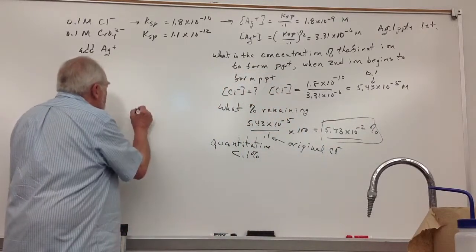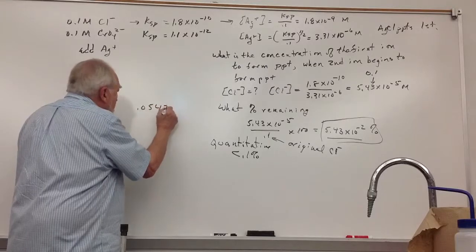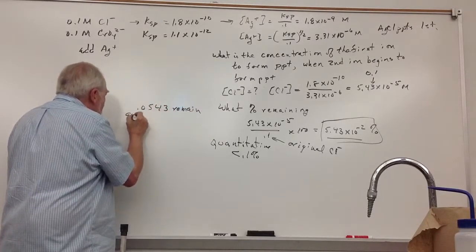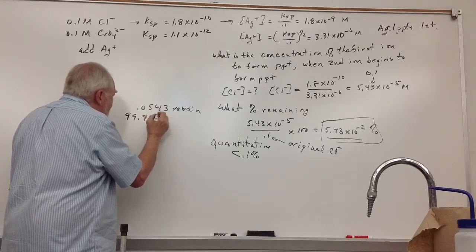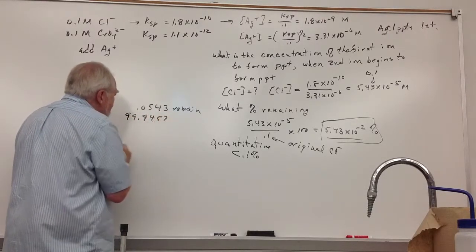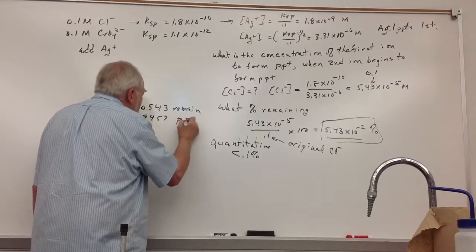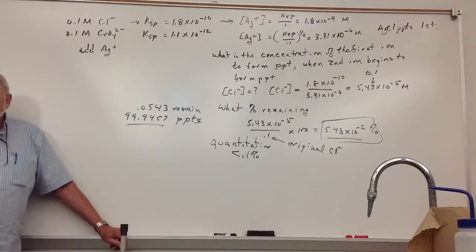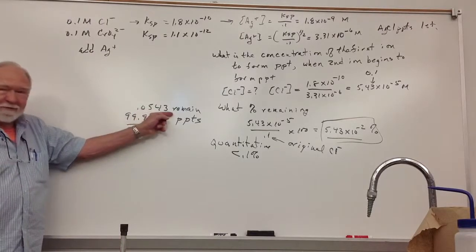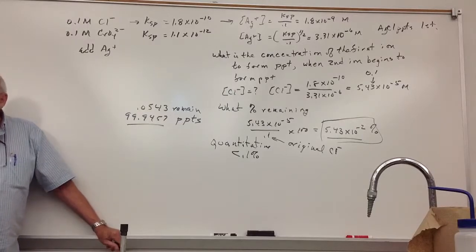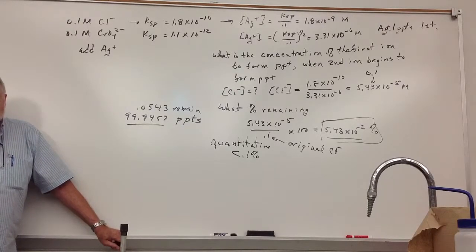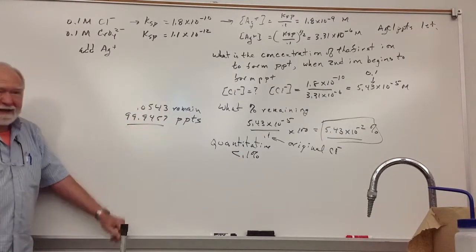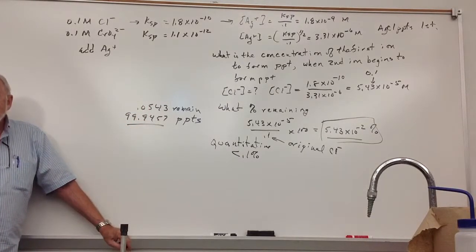Now this means 99.9457% precipitates. I don't usually ask you what percent precipitates because sometimes this comes out to be a really small number and I'd have to count 10 or 12 nines to see whether you did it correct. But in other words, the amount that remains plus the amount that forms precipitate has to add up to what? 100%.